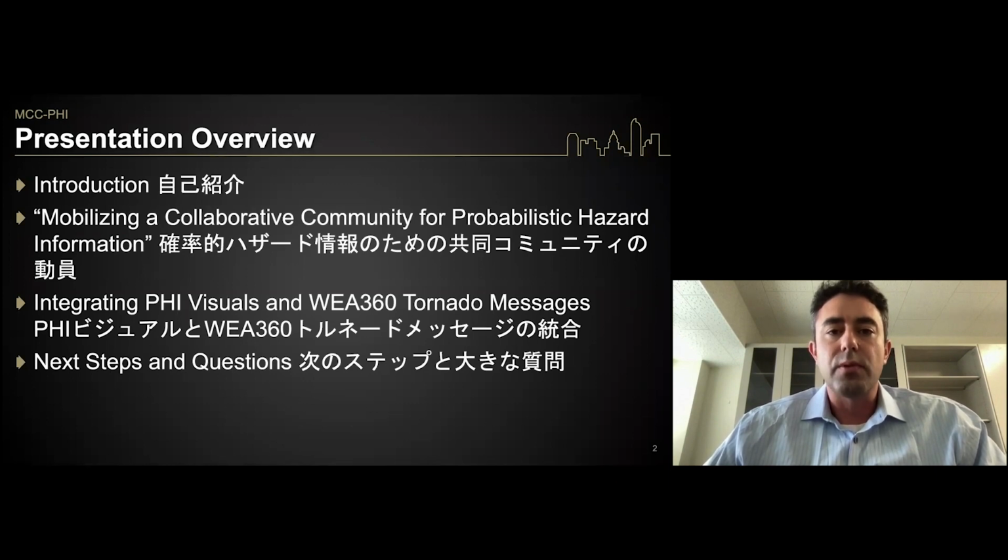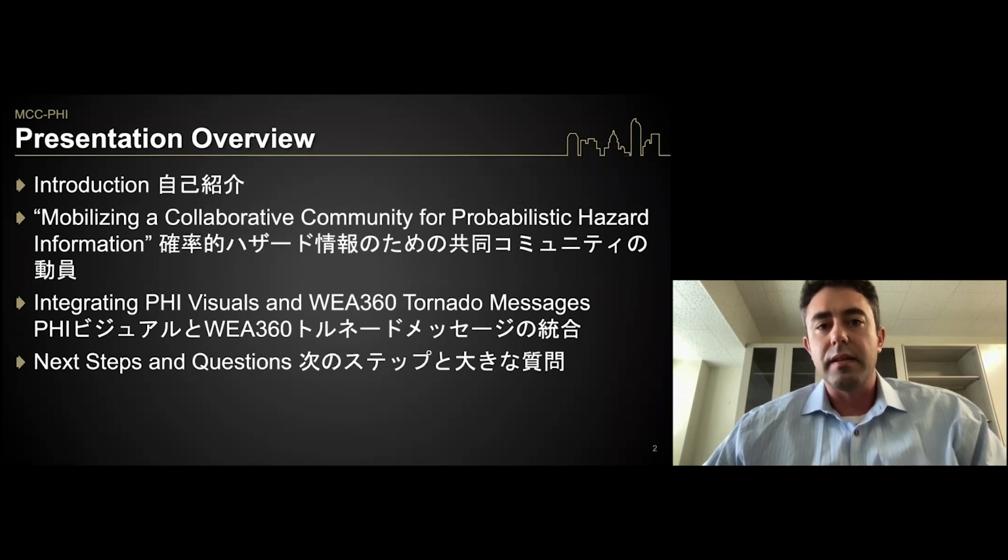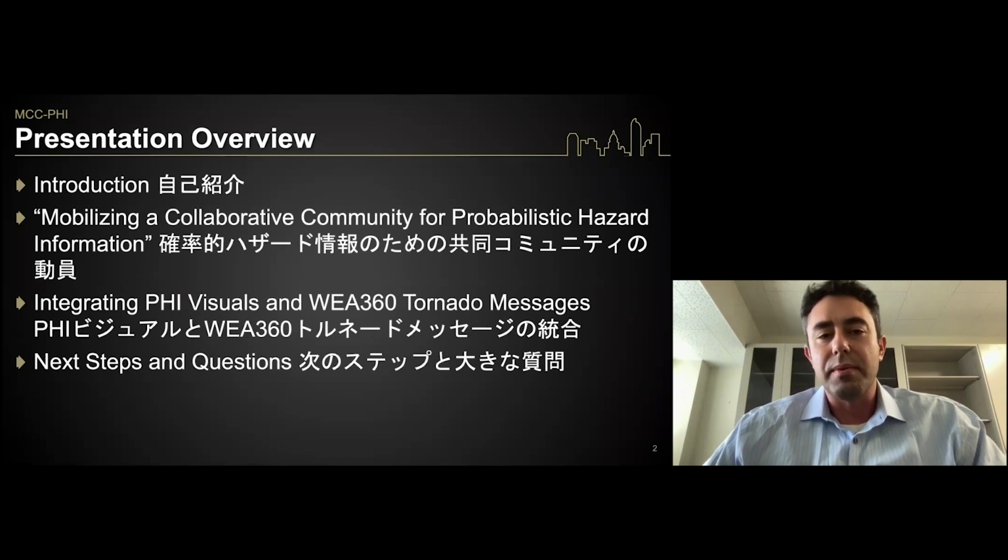Now, WEA stands for the Wireless Emergency Alert System, and this is the major national system for mobile alerting in the United States. And 360 stands for the number of characters that are included in a wireless emergency alert message these days. We'll talk about next steps in the project and answer some questions that you may have. The presentation today has some interactive components, mostly toward the end of the presentation, so I really encourage you to participate.